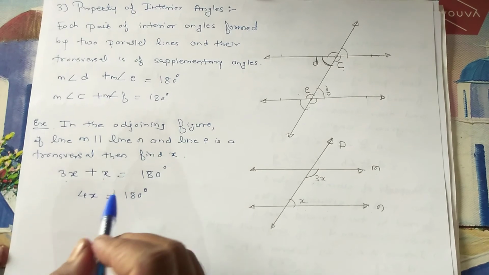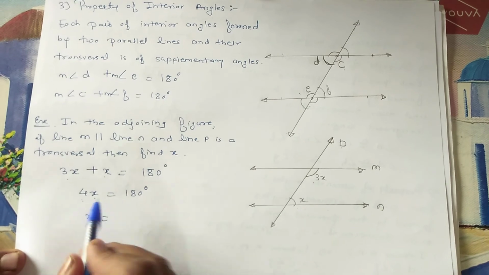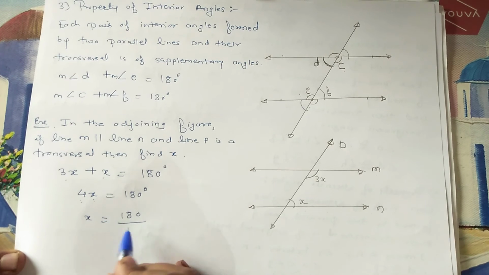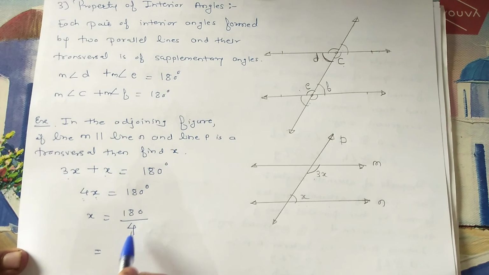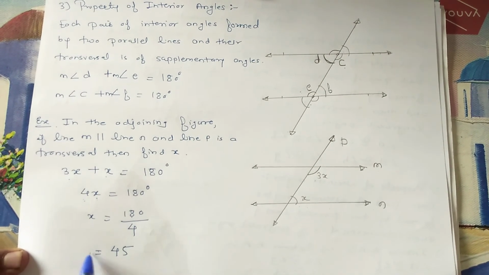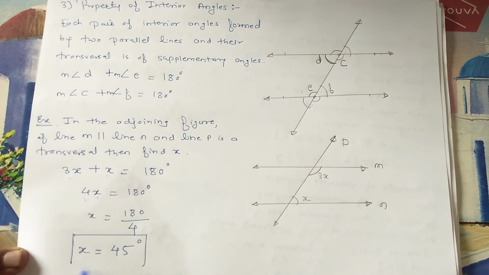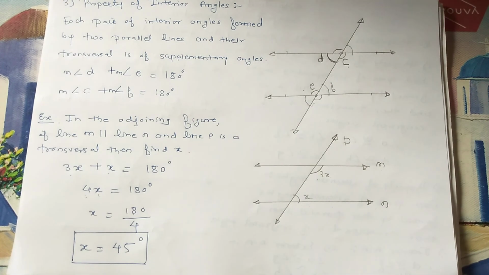So here we want to find the value of x. Here 4 is multiplied with x. Whenever we shift it to the other side of the equal sign, multiplication becomes division. So if you divide 180 by 4, 4 fours are 16, 4 fives are 20, so x is equal to 45 degrees. Means by using the property of interior angles, the property of corresponding angles, or the property of alternate angles, we have to solve the problem.